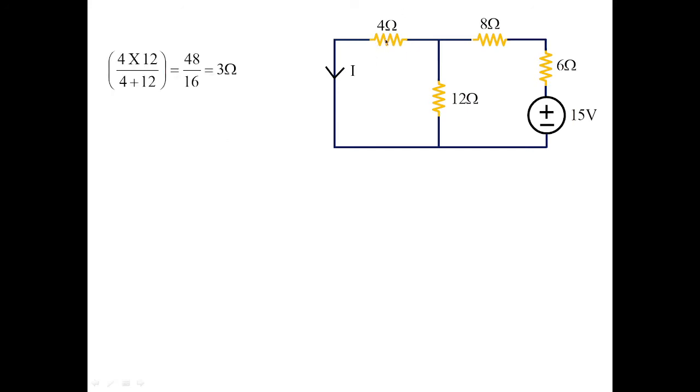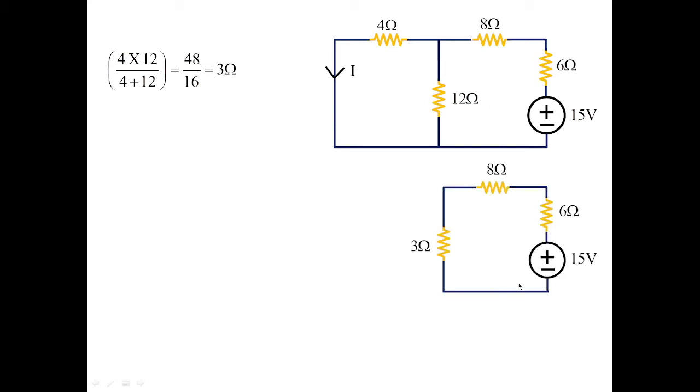From this network, you can see 4 and 12 are in parallel, which will give you 3 ohms. So you can replace this particular circuit with this simpler circuit, and find out the total current in it. The total current would be 15 divided by 8 plus 6 plus 3, that is 17, which will give you 0.88 amperes. Now 0.88 amperes is the total current over here. This current is exactly what is given from the main circuit.